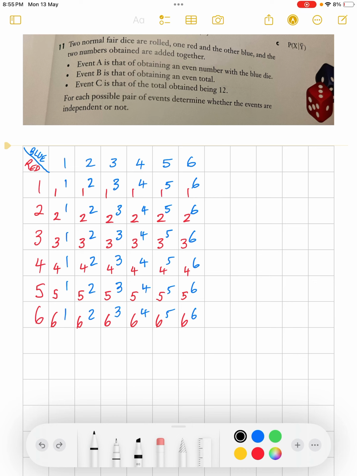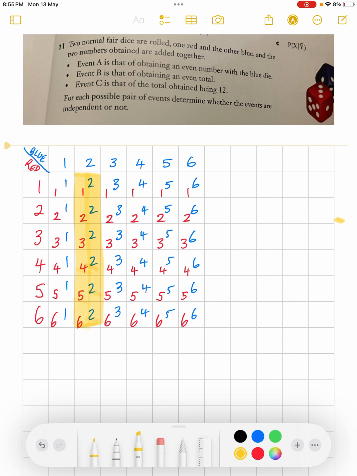Well, let's have a look at, firstly, highlighting where the event A is, that is an even number with the blue dice. So the blue dice, these are even numbers on a blue dice. Those 6 possibilities, that's a 2 on the blue, 1 on the red, or a 2 on the blue, 2 on the red, or a 2 on the blue, 3 on the red, or a 2 on the blue, 4 on the red, 2 on the blue, 5 on the red, or 2 on the blue, 6 on the red.